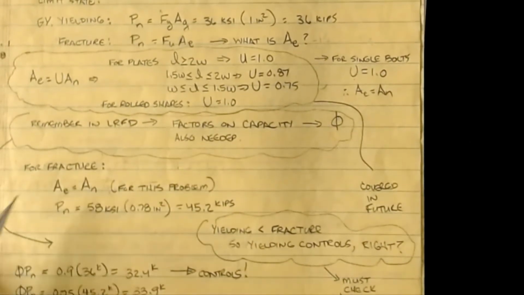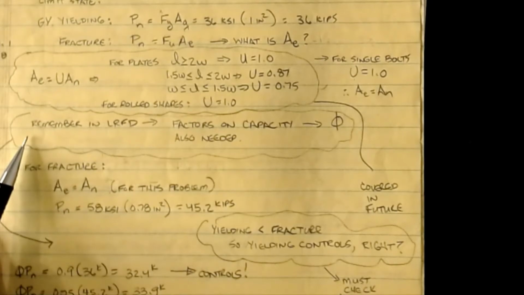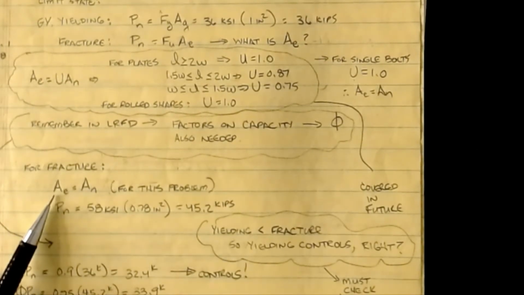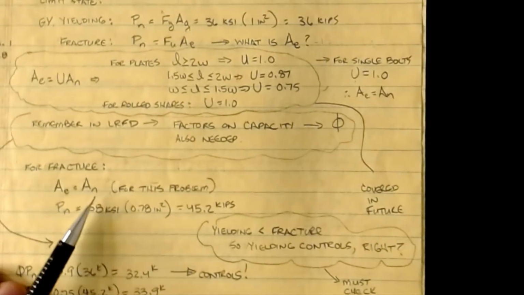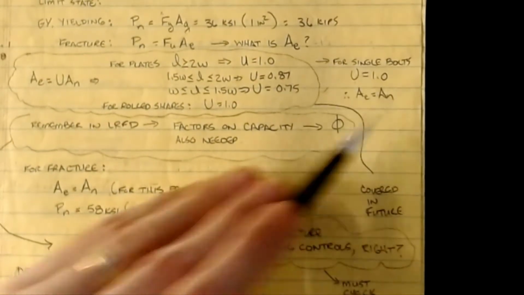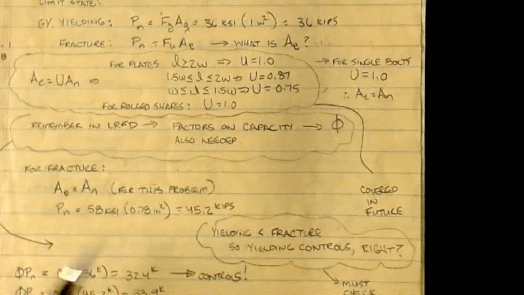If that's the case, for our net fracture, our effective area we said was going to be equal to U times An. So if U is 1.0 here, then Ae is An for this problem. Then my nominal capacity is going to be Fu.